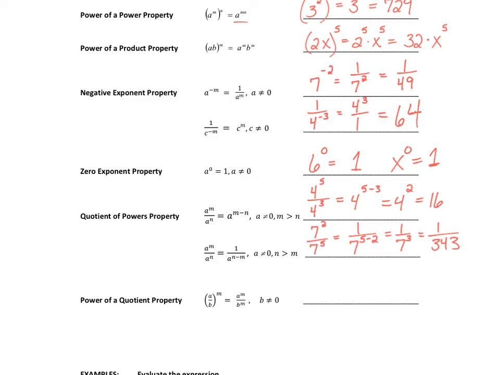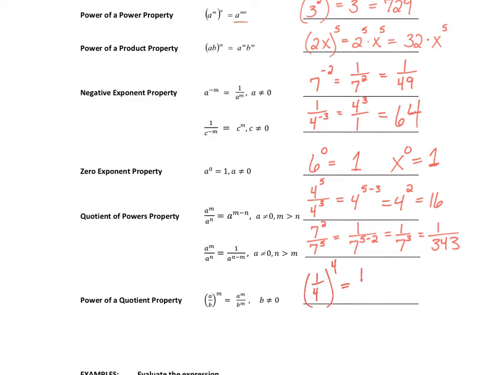Okay, and then power of a quotient is when we have a fraction inside parentheses taken to an exponent. So it would be like 1/4 in parentheses to the 4th power. Everything in parentheses goes to that power.